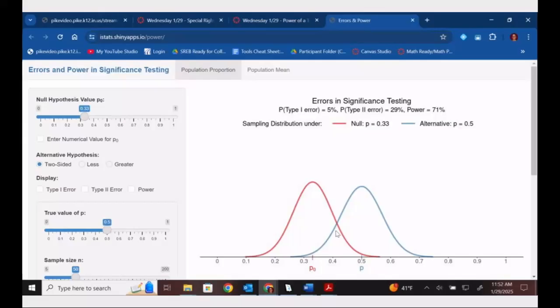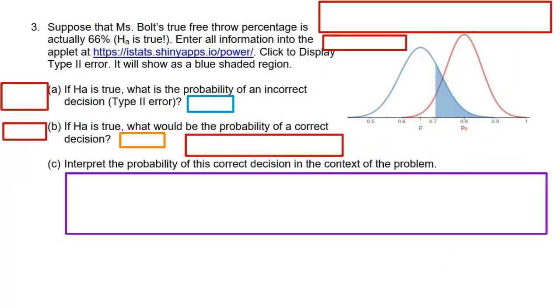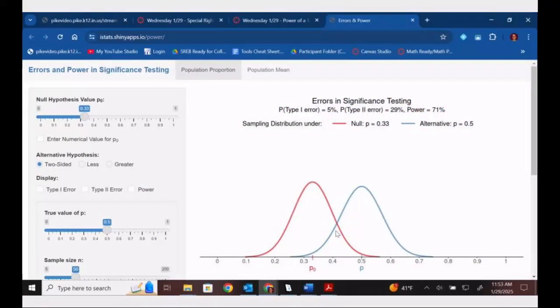All right. So as you guys are getting there, number 3 says, suppose that Ms. Bolt's true free throw percentage is actually 66%, which would mean the Ha is true, right? Because that's less than 80%. So if my true free throw percentage is actually 66%, we're going to enter this information into that website. And we're going to click on the display type 2 error, and it's going to show us a blue shaded region that is the probability of making a type 2 error. So let's hop over here.